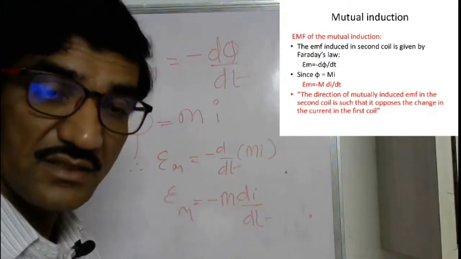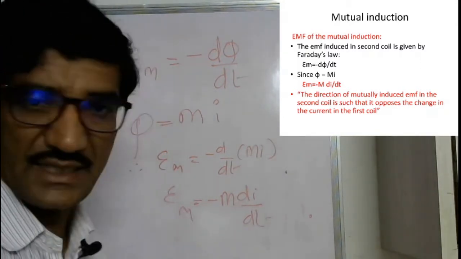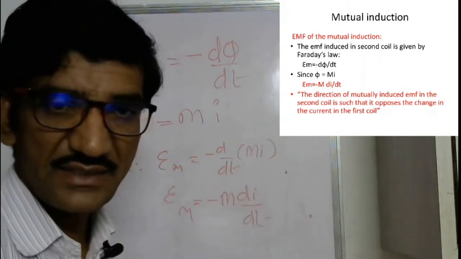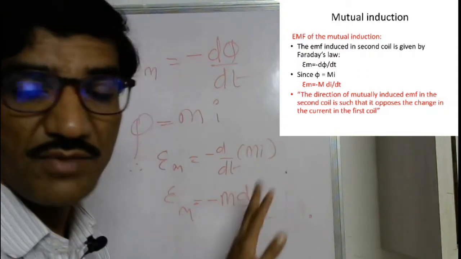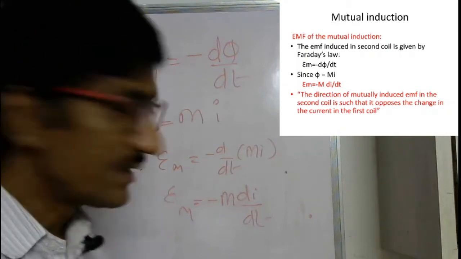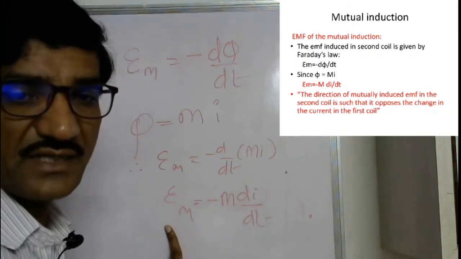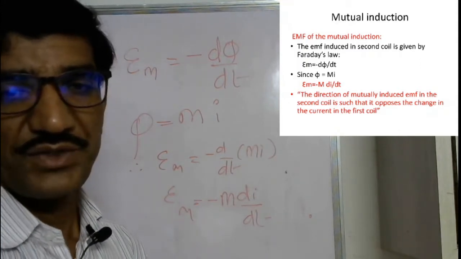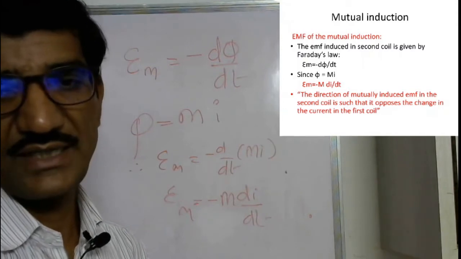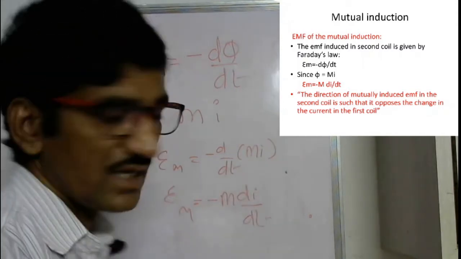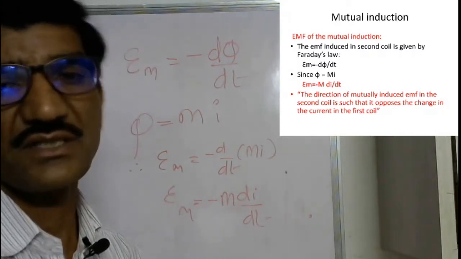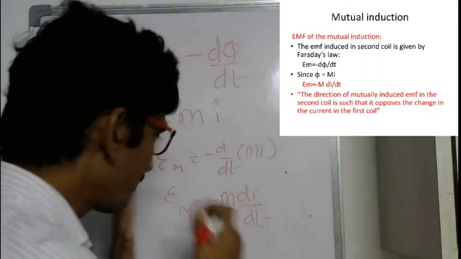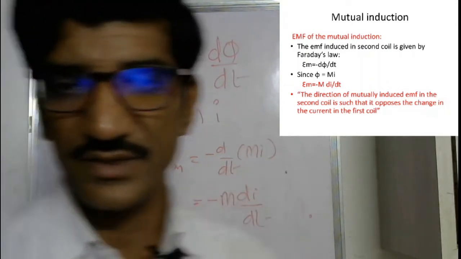In case of self-induction, we have L here. Here, this rate of change of current is in the primary coil, and this is the induced EMF in the secondary coil. So the direction of the induced EMF in the second coil is such that it opposes the change in current in the first coil. In this way we have to interpret this equation.